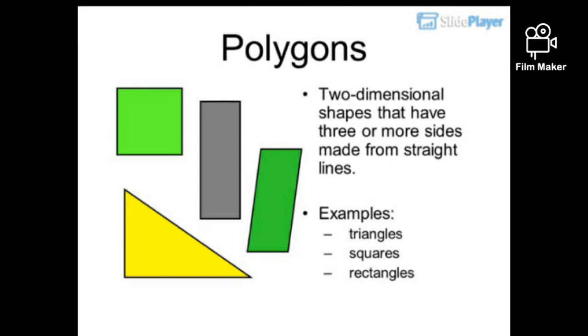So the two-dimensional shapes you just learned are all categorized as polygons. They are all categorized as what? Polygons. So two-dimensional shapes that have three or more sides made from straight lines are called what?